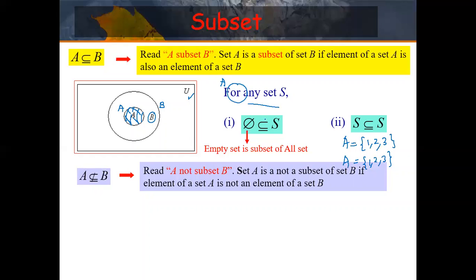If A is not a subset of B, how do you write it? Same as is not an element, we just slash it. If it is not, we just slash it. Same as before with is not an element of A, we just slash. So we read A is not a subset of B.